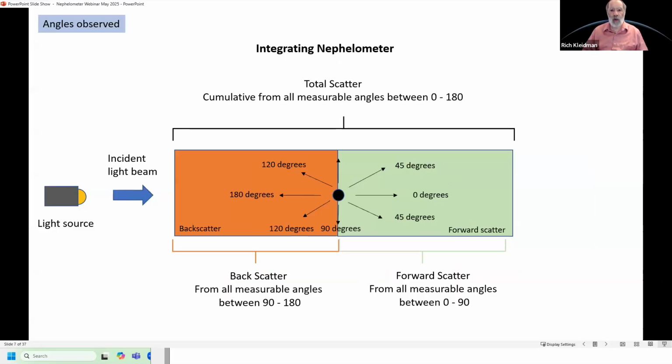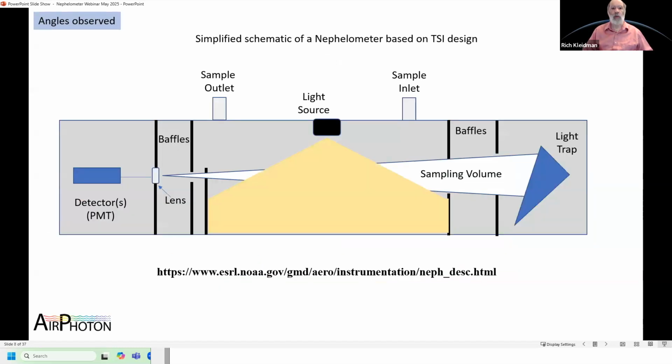When we provide the data for an integrating nephelometer, what that means is we're integrating the forward scatter angles and the backward scattering angles. That will often be reported out as total scatter and back scatter. So internally, this is what an instrument would look like. I'm basing this on the design of the TSI nephelometer, which was kind of the standard for many, many years, although they no longer make these instruments. This is different from our instrument, but this is kind of an industry standard.